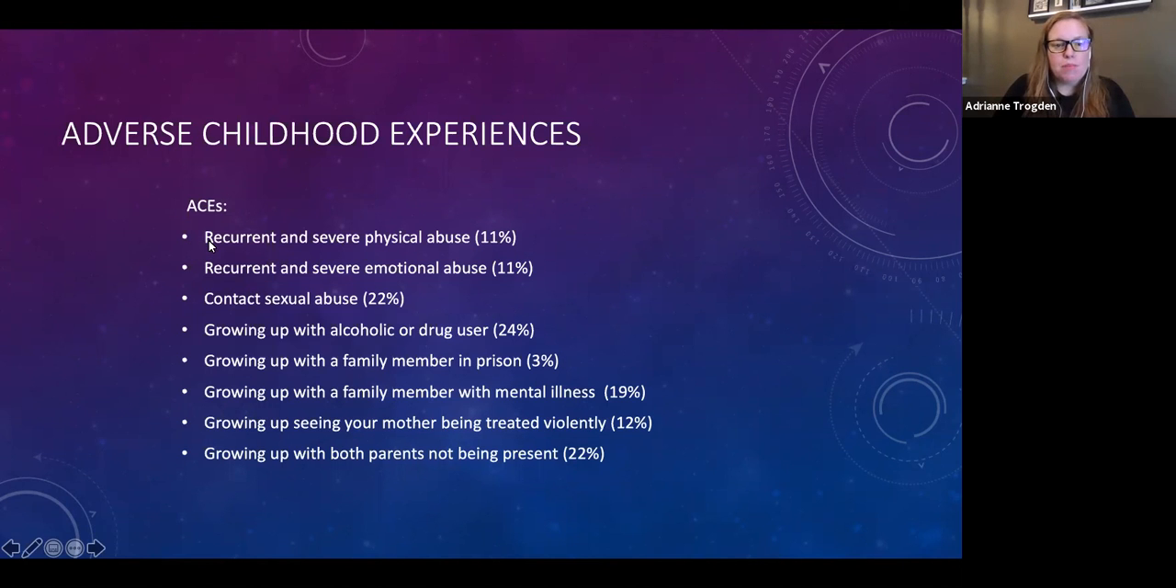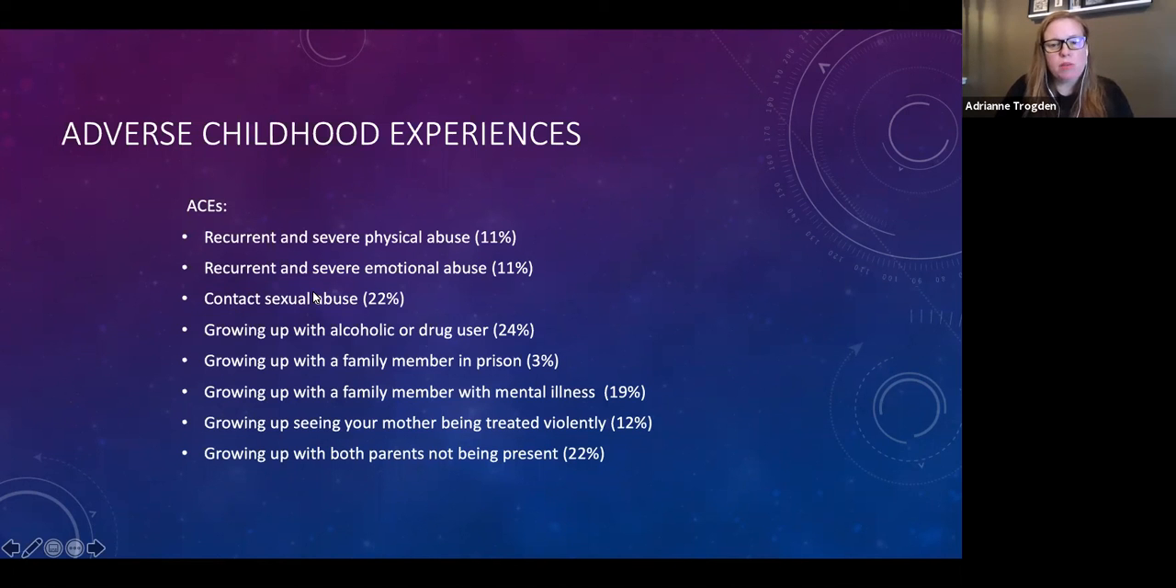So here are some of them: recurrent and severe physical abuse. If you had that, you would check that box. About 11% of the people that have taken the adverse childhood experiences survey have that. This is generalizable information because they've done it so many times. So you can extrapolate this to the general population, that there are a good number of people out there who are experiencing recurrent and severe physical abuse as a child.